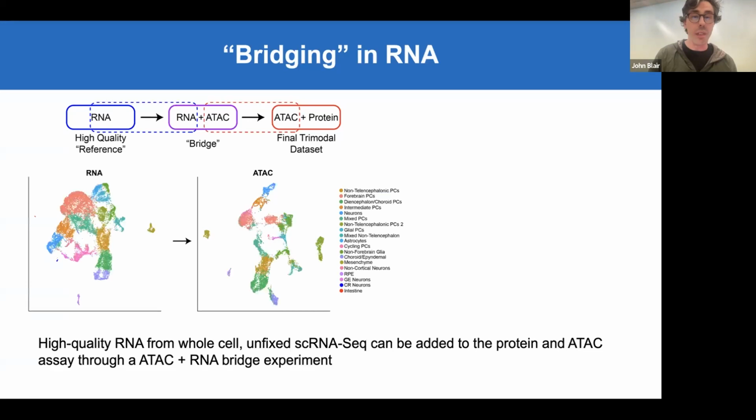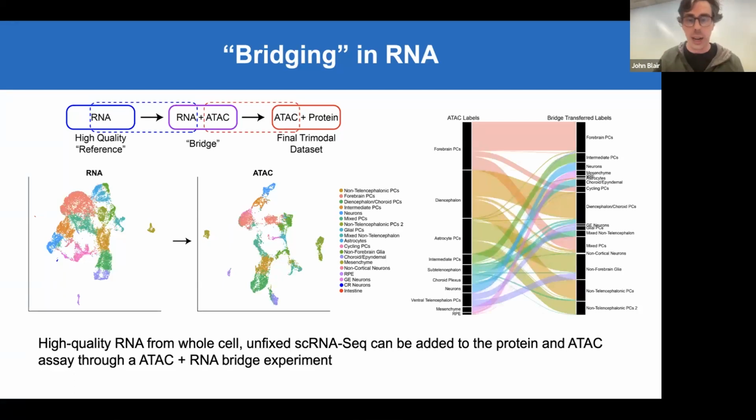We can use the RNA first to just increase the specificity of the cell type labeling, such that we get more specific cell types.